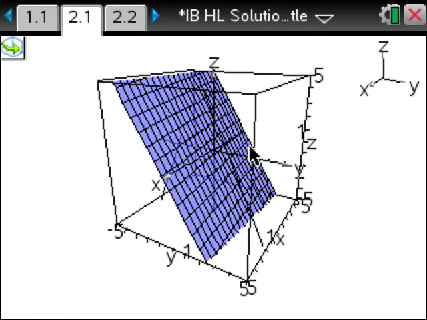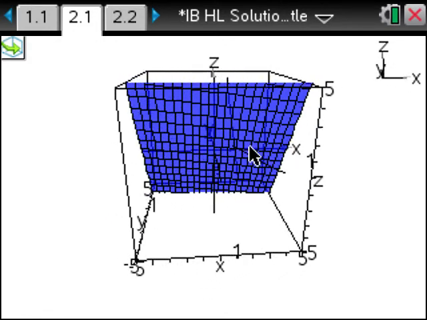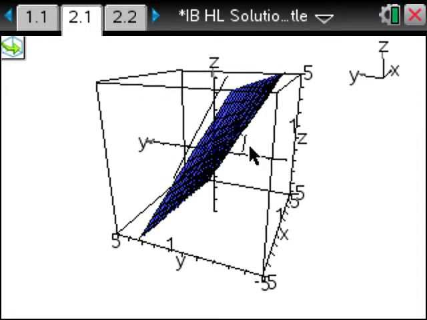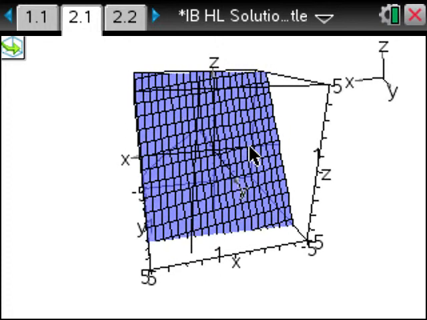I get a plane, and when I rotate it around, you can see that that plane is indeed parallel to both lines L1 and L2 as they spin round. You can have a look at it there.